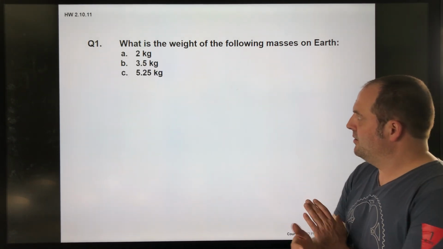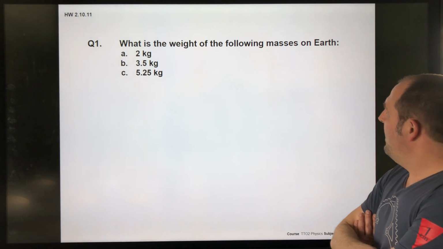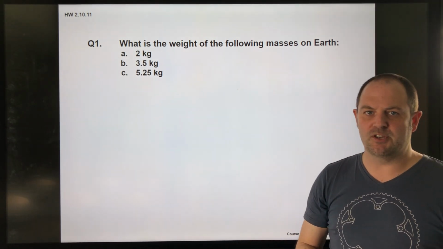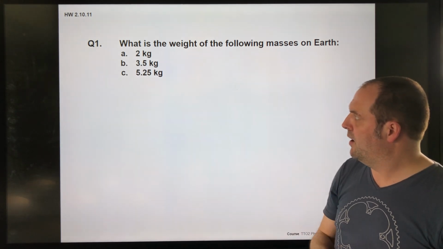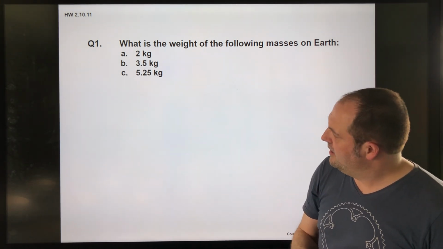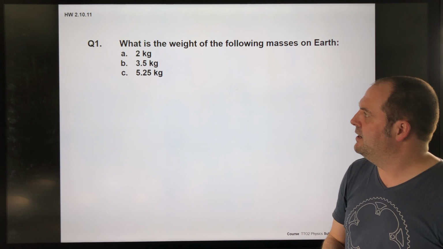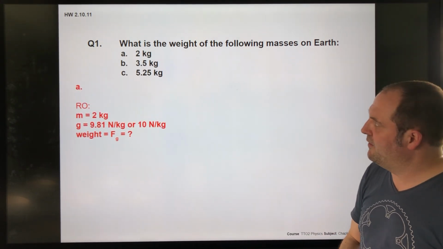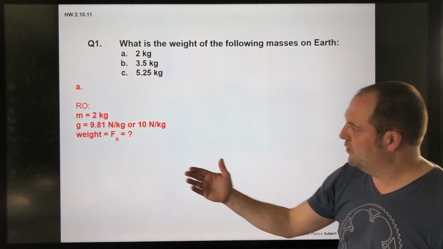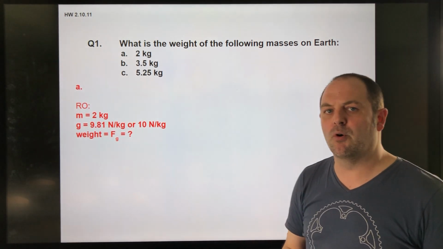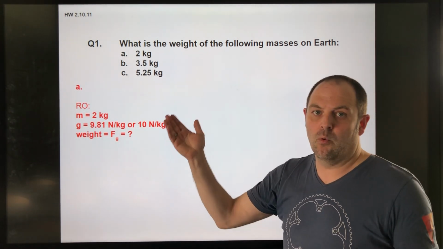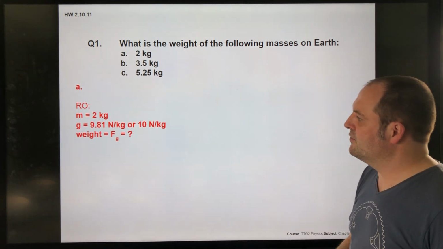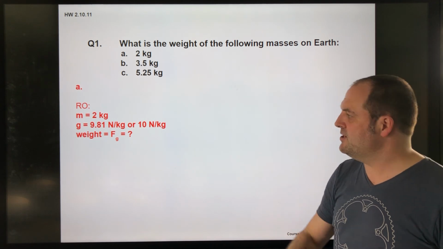This is the first question. What is the weight of the following masses on Earth? There are 3 masses given and it works every time the same way. So I'm going to show you the first one in detail and then I will skip to B and C as well. First I write down all the things that are given. We're talking about the masses on Earth, so the gravitational field strength is 9.81, or it is 10, whatever you prefer. The weight, the gravitational force, is my question mark.